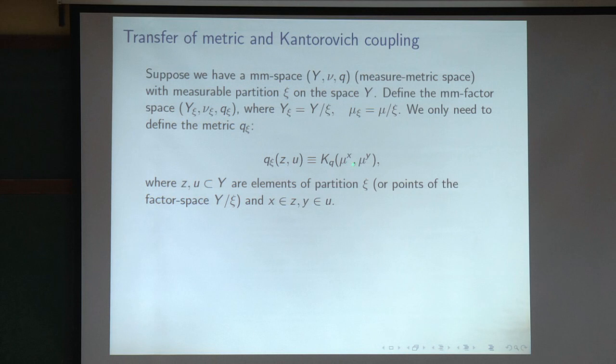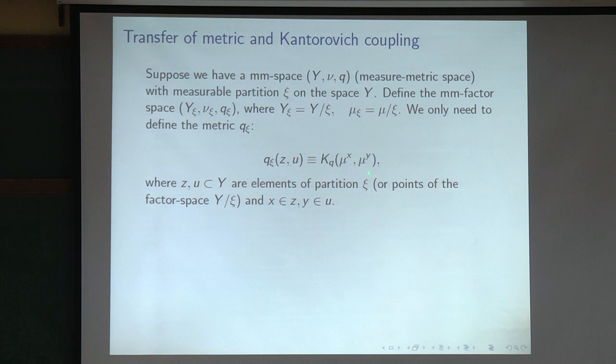In order to explain, x is a point of y. Small x is a point of y. Small y is also a point of y. We have two conditional measures on the block which contain x and contain y.